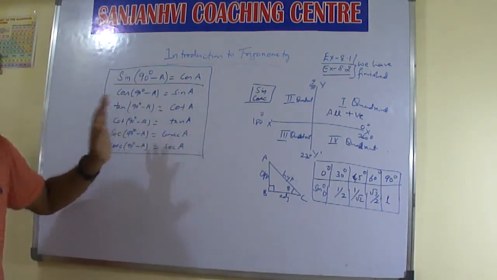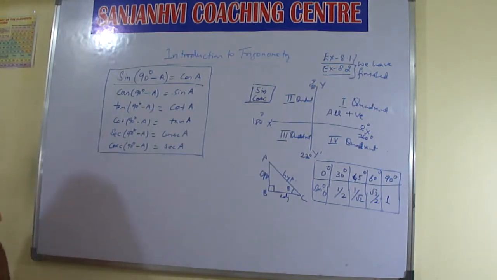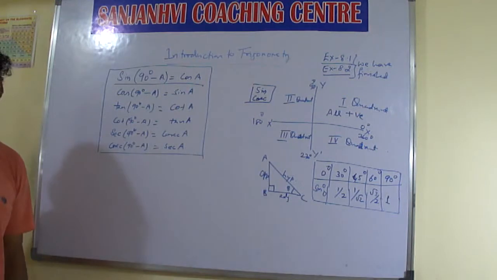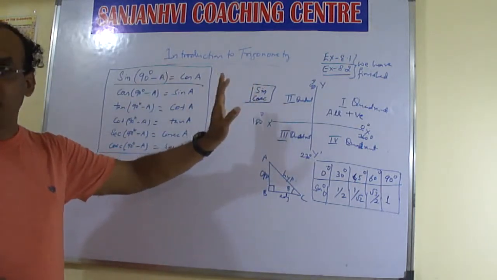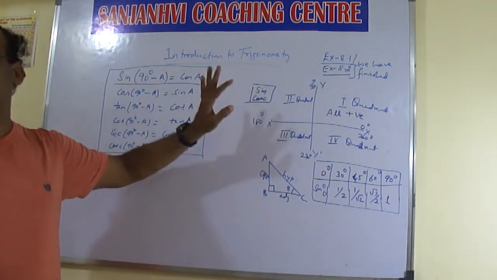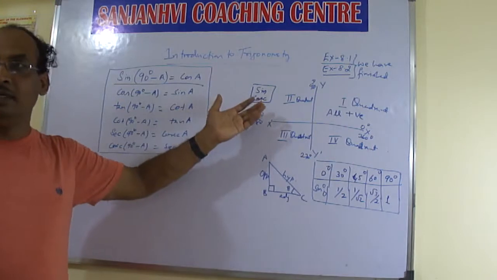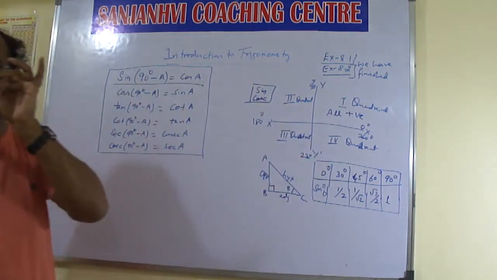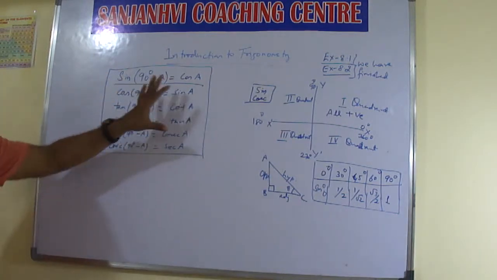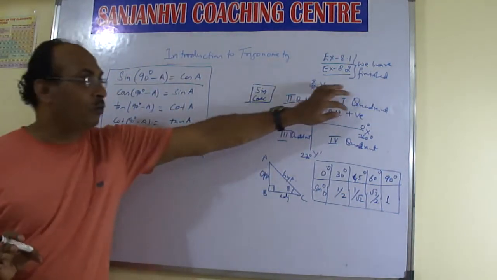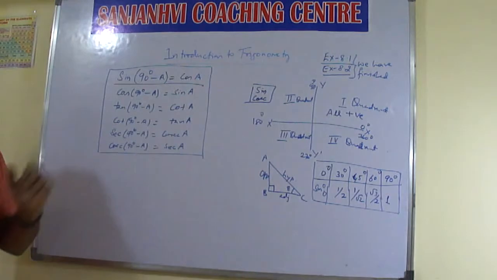At present you need not study this, just for your information it is there. In your book it is not there for you. When you come up to 11th standard, then you will be studying 90 plus A, then 180 plus A, 180 minus A, 360 plus A, 360 minus A, all those things you will be studying at that time. Just for your information I am telling you that in first quadrant all are positive.